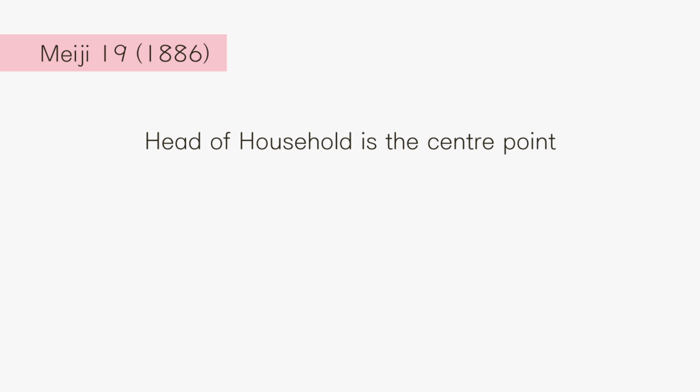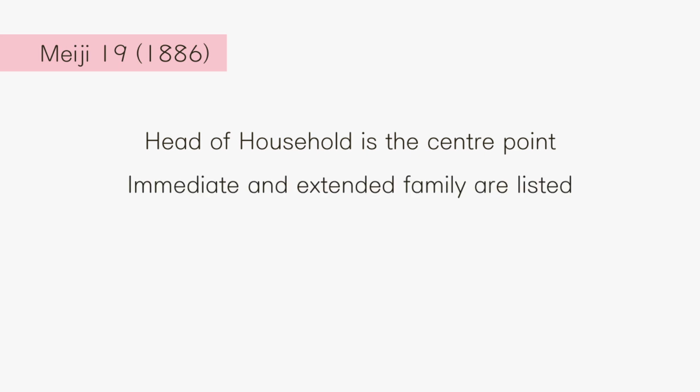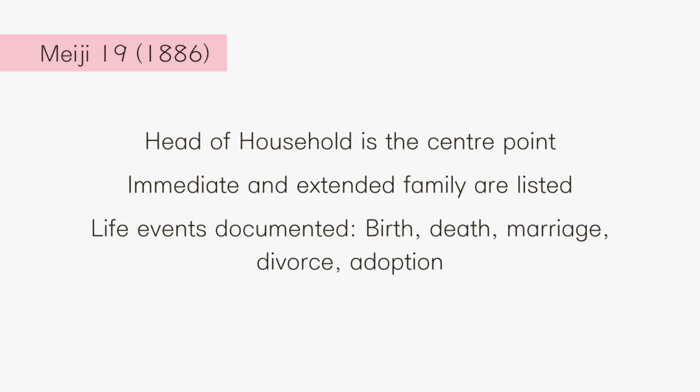If you're researching your family history and go as far back in history as you can, you may have seen 4 of these 5 types. The Meiji Year 19 or 1886 Koseki has the head of the household as the center point of the family and lists all of their immediate and extended family members in the household, including grandparents, parents, siblings, spouses, children, nieces and nephews, and grandchildren. The personal details included for each person focus on life events like birth, death, marriage, divorce, and adoption. They look like this.